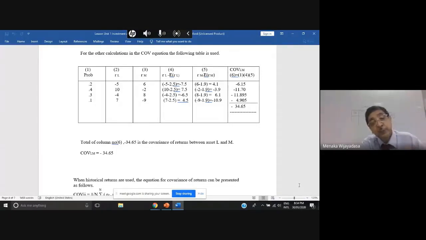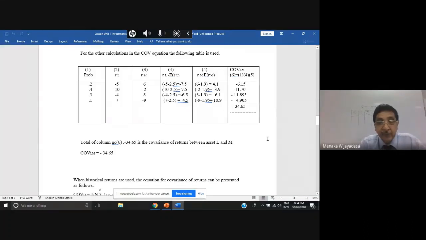And when you say 34, that is a big number. It can be a higher number also. Say, if you have another covariance which is 160 or something, then that covariance is higher. So the covariance gives you the indication of the movement of two assets' returns. So that is what we can gather from this calculation.